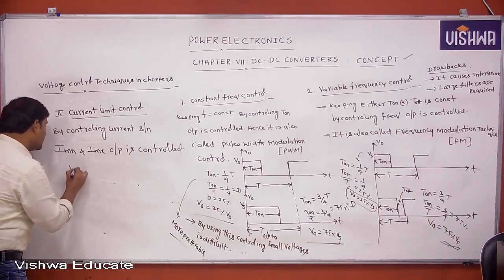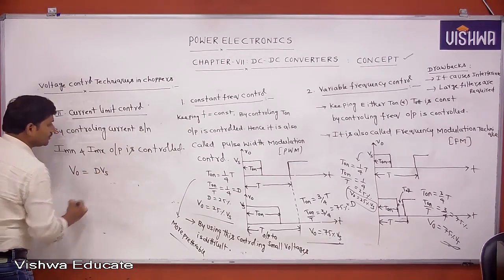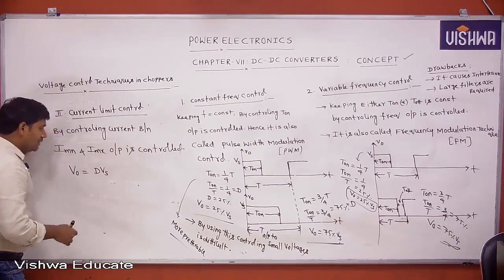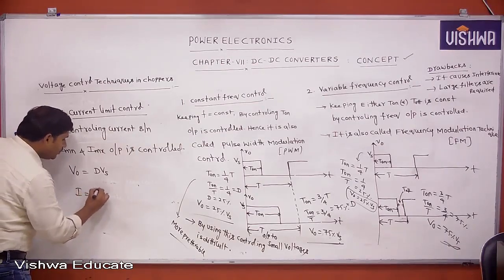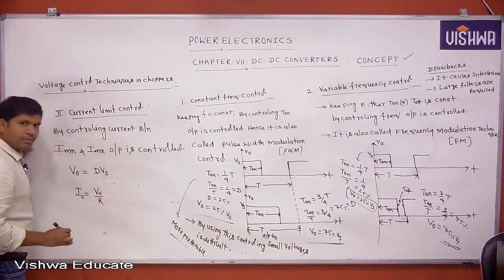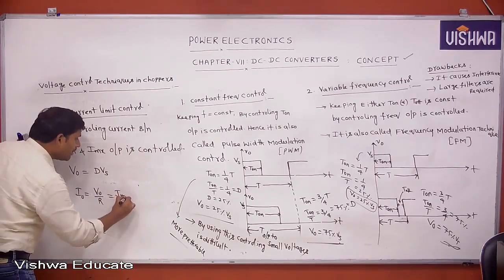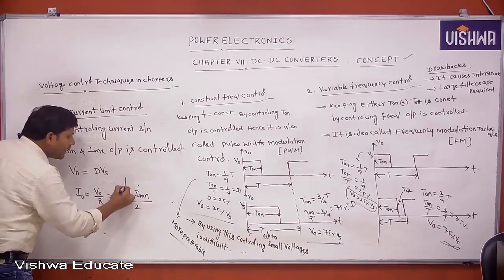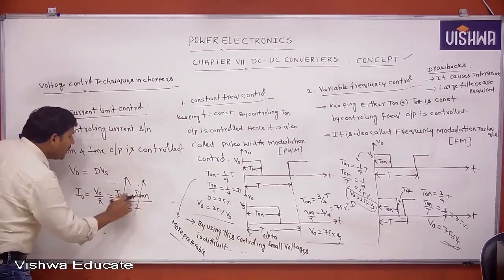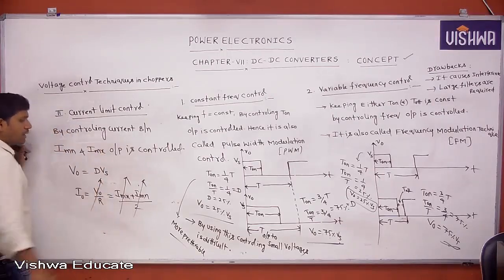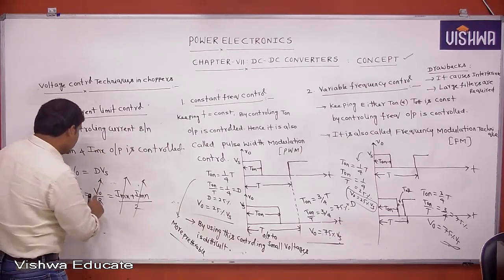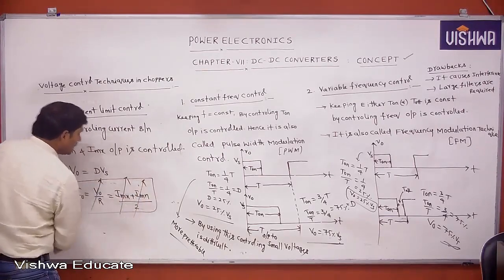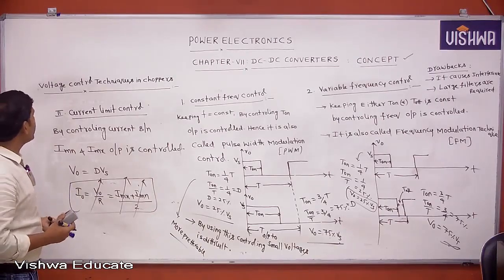Then we know that V naught is equal to dVs. Then you also write I naught equal to V naught by R. What is I naught? You write I maxima plus I minima by 2. That is, by controlling the current between minima and maxima, we can control the output voltage also. This I naught is equal to I maxima plus I minima by 2. Like this we can write. Okay, this is about what exactly current limit control is.